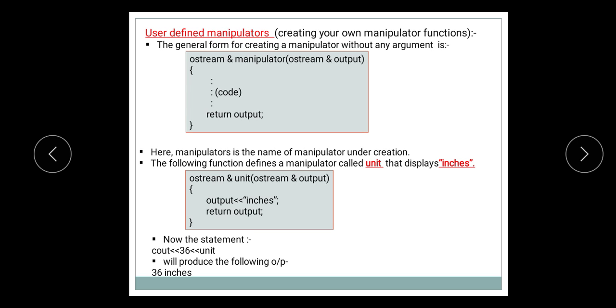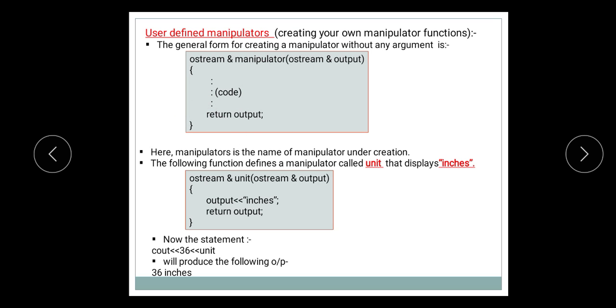Now next is: what are user defined manipulators, or how can we create our own manipulator functions? The general format for creating a manipulator without any argument is shown here, that is ostream, the output stream, and manipulator, which is the function name of your user defined manipulator. And ostream output is nothing but whatever value you have passed to that function, whatever the code, and return output.